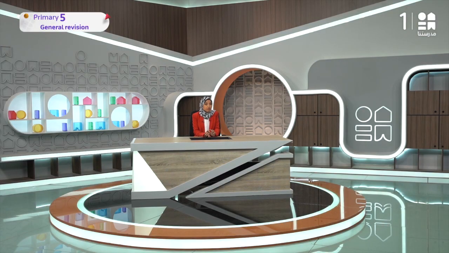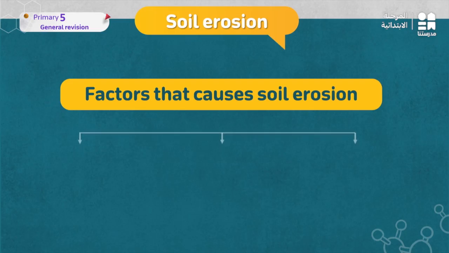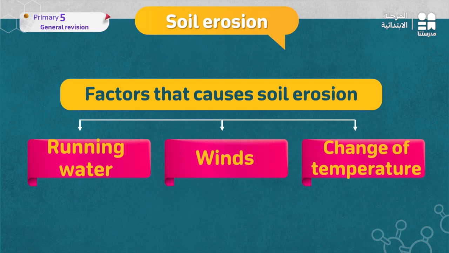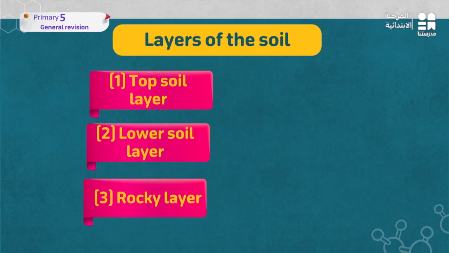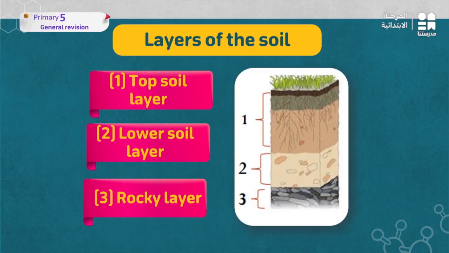طيب what are the factors that cause soil erosion؟ اتفقنا إن هما 3: running water, winds and change of temperature. طيب بعد ما عرفنا السويل erosion واتفقنا ان السويل erosion بتسبب breaking down للrocks into small pieces. طيب layers of the soil, we have 3 layers of the soil. نقدر من البيكتشر دي نشوفها بوضوح. عندنا top soil layer, lower soil layer and rocky layer.